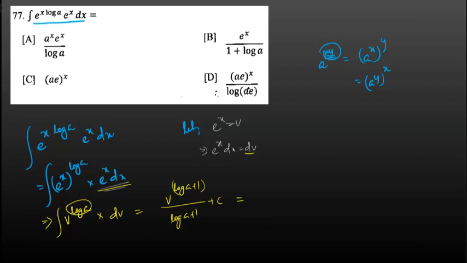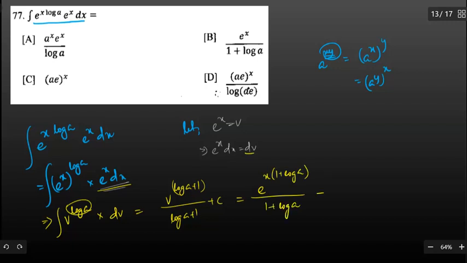v. We can put the value of v, that is e raised to the power x, whole raised to the power 1 plus log a, divided by 1 plus log a. Now even on further simplification, this value, that is e raised to the power x plus x log a divided by 1 plus log a, leads nowhere to the options provided here. So there is no option provided for this value.